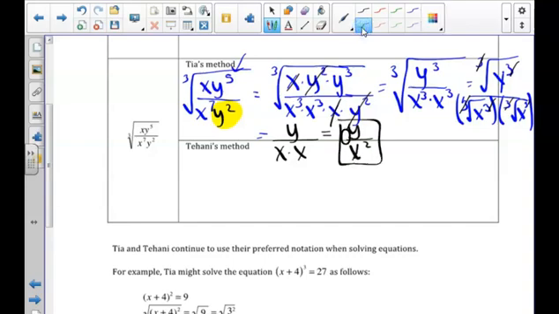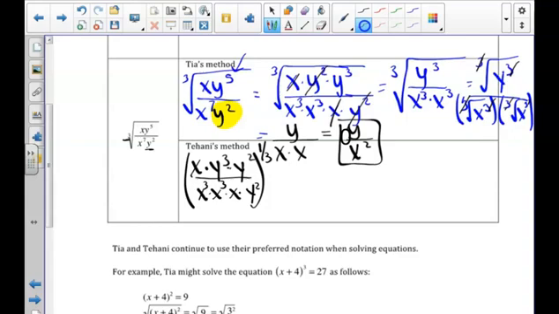Okay, so we're going to do the same thing with Tehani's method, which is using exponents. If you notice, the index here was 3. It was a cube root. So I'm going to take everything that's under the cube root and raise it to the 1/3 power. So it becomes x times, and I'm going to change y to the 5th to y cubed times y squared, because I see I have a y squared in the denominator, and that is divided by x cubed times x cubed times x times y squared, and that is all raised to the 1/3 power.